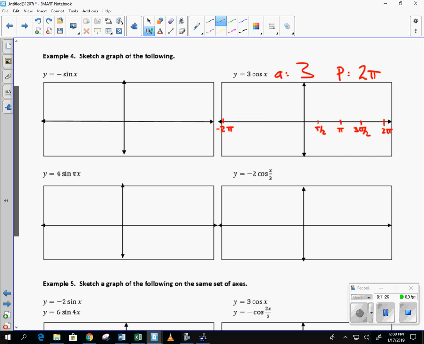Yep. No stupid questions. Okay. The period is 2 pi divided by b. B is the number that sits in front of x. The number that sits in front of x is 1. So 2 pi divided by 1 is 2 pi. We good? All right, the amplitude is 3, so I go up 1, 2, 3. Negative 1, negative 2, negative 3.